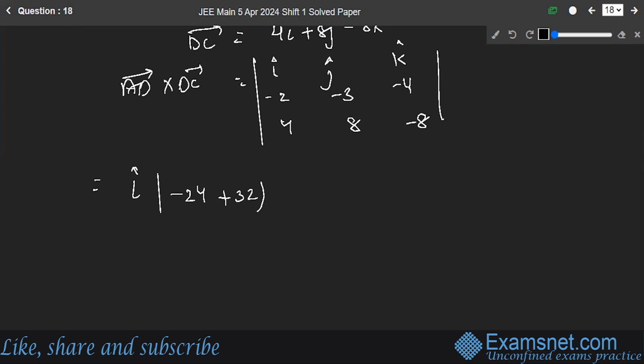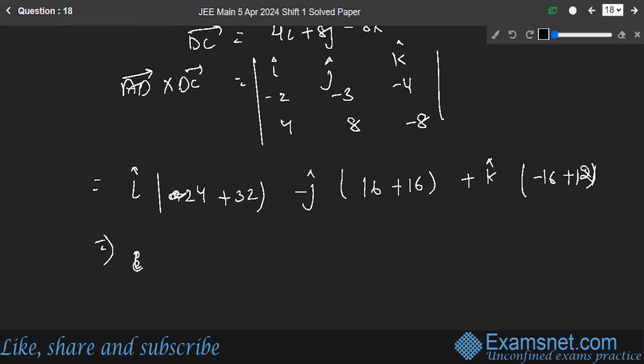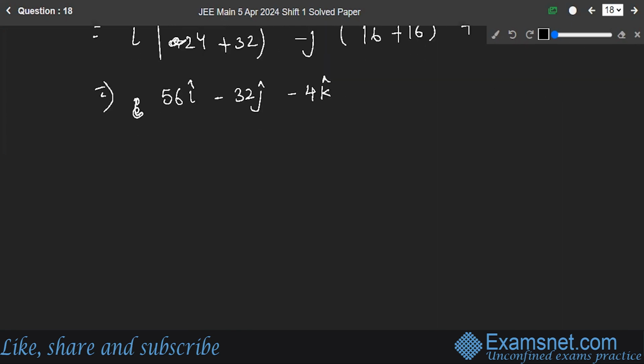This is 2, minus 3, minus 4, 4, 8, and minus 8. Okay, this is 24, positive, not negative. And minus j, this will be 16 plus 16 plus k. This will be minus 16 plus 12. Right, so this is 56i, 32j, 4k.